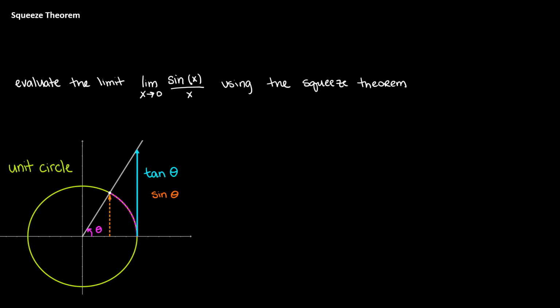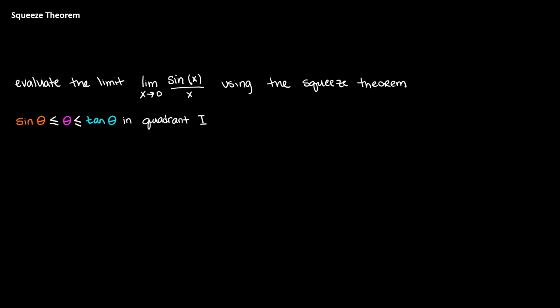Now, tangent theta is tangent to our circle at a point, and it points up to the same ray that our theta angle rotated for us. So in this visual, we can see that tangent theta is larger than the radian version of theta, which is larger than sine theta. That is the inequality that we're going to start with. Now you might observe that's not the right inequality because it doesn't have our function, sine x over x. It doesn't even have sine theta over theta. So it's not quite ready, but we're going to start with that and build up to the inequality we need.